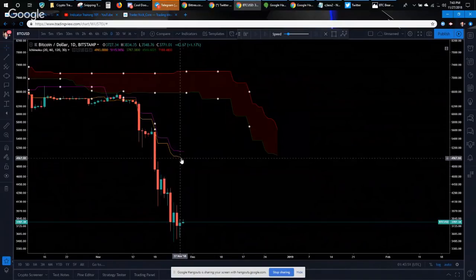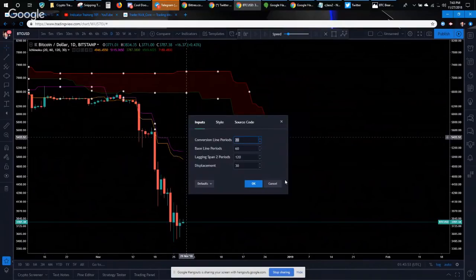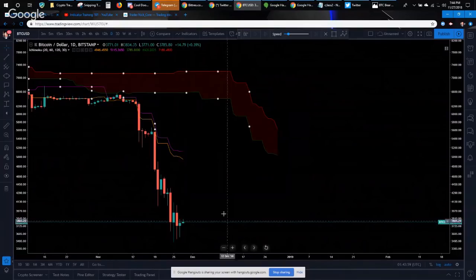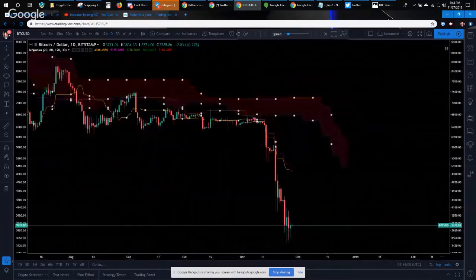So let's talk about this. The conversion line is this 20 setting right here. This is our fastest moving line. Picture the Ichimoku cloud as a series of moving averages that are plotted, okay? The moving averages plot this Kumo here. It is also an average between the baseline and the conversion line. We'll get into that and how it forms itself.